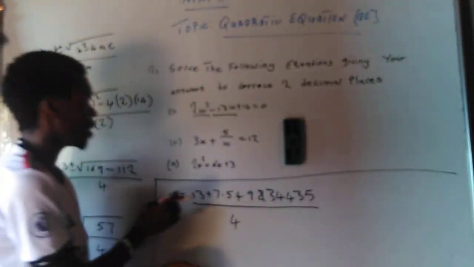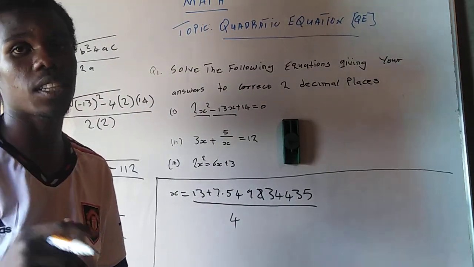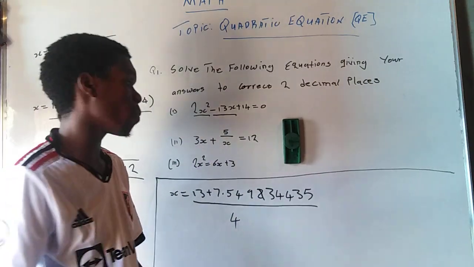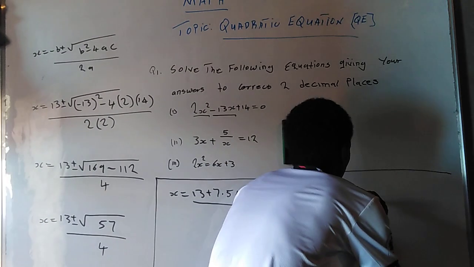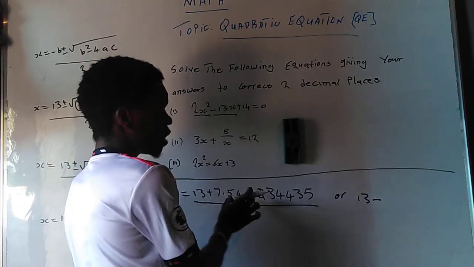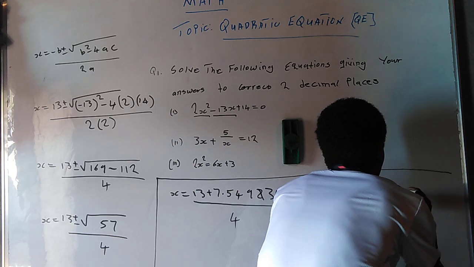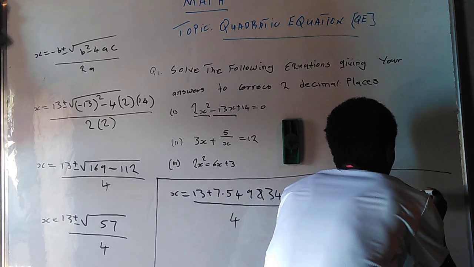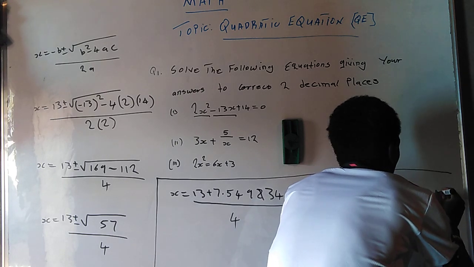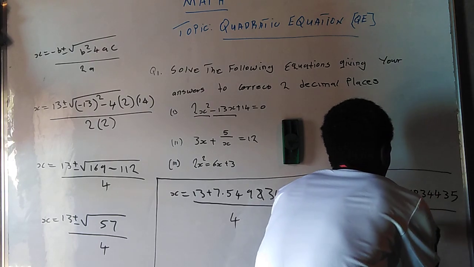Remember what I said, under quadratic equation you need to come up with two possible answers, one in negative and also one in positive. So now we have the positive, we also need to come up with the one in negative. So I'm going to say 13 minus the square root of 57, which is 7.549883435, over 4 again.